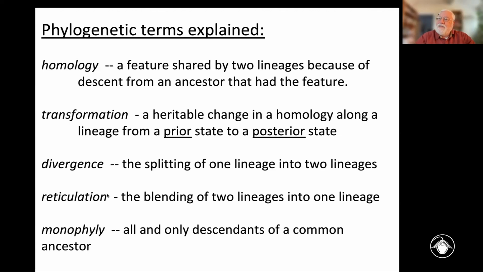Then sometimes in evolution, you have reticulation, which is the opposite. This comes from the Greek for a network. So this is when you had 2 lineages, but now they blend back into one. And that happens too. We have to take that into account. And then I already explained what monophyly means. It's a group that contains all and only descendants of a common ancestor. So examples of monophyletic groups are birds and mammals, whereas examples of paraphyletic groups would be dinosaurs or reptiles.